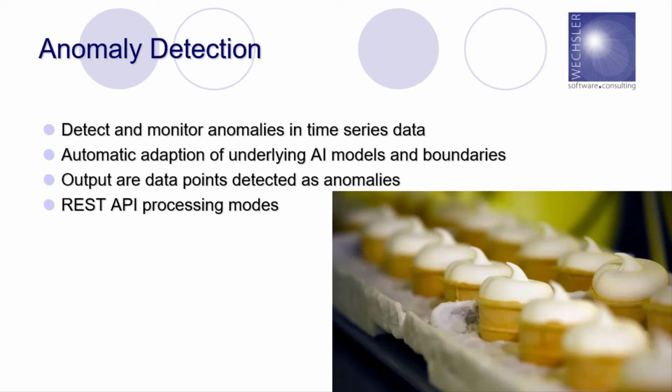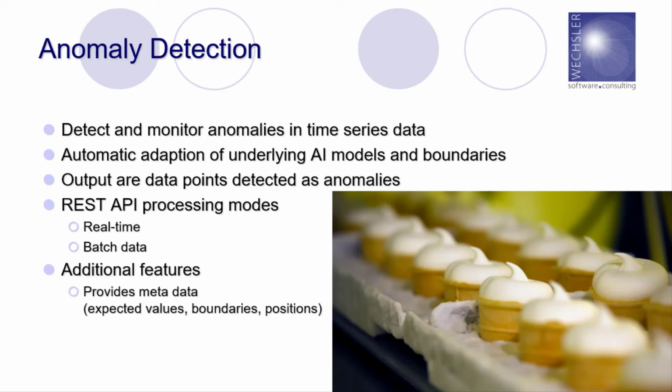The REST API provides two processing modes. The one is real-time, looking at data flowing in, and the other would be batch data processing if you, for example, want to work through historic data. There are some additional features coming with anomaly detection. It provides metadata on expected values, boundaries and positions, and you're also able to fine-tune the automatic detection by adjusting the API sensitivity, which is a great thing to get the expected results.